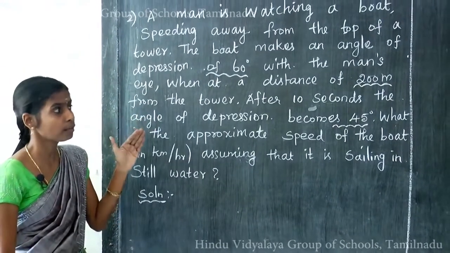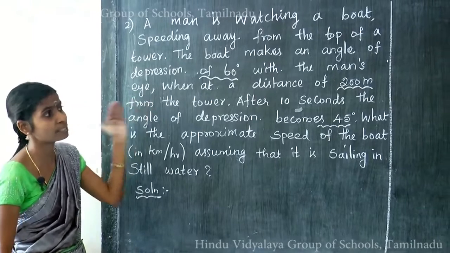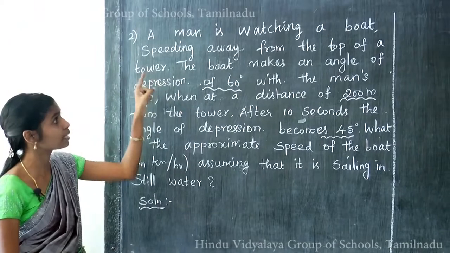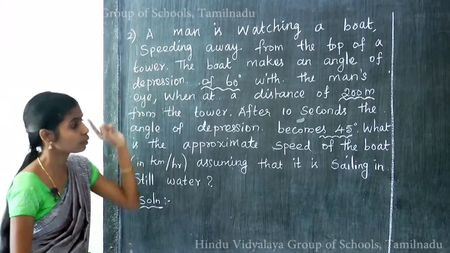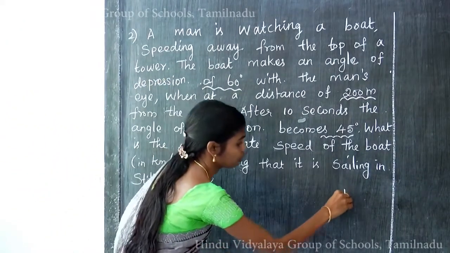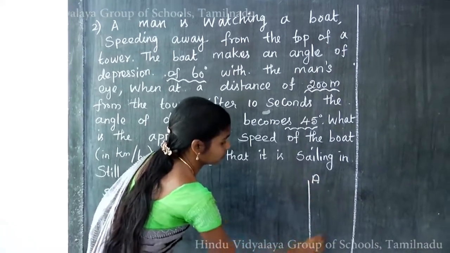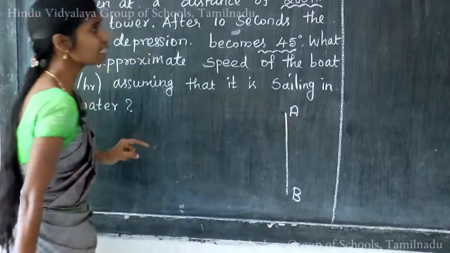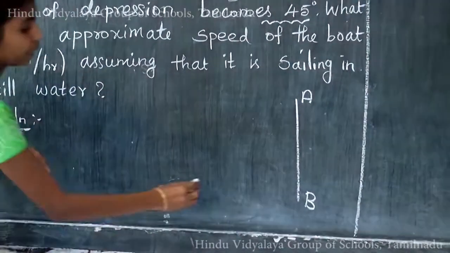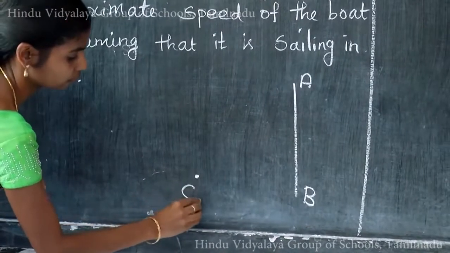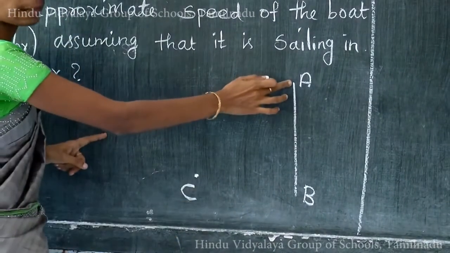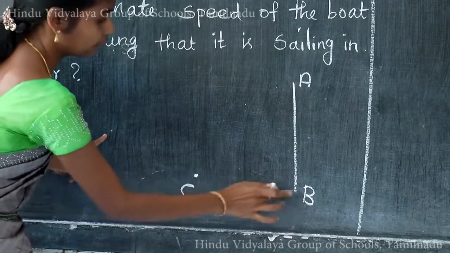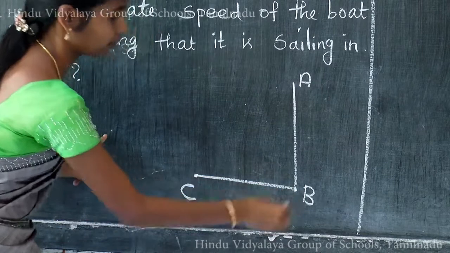So first we draw a diagram to visualize the given question. A man is watching a boat speeding away from the top of a tower. So the man is at the top of a tower. So there is a tower AB. The man is at the top of the tower. He is watching a boat. So we take the position of the boat as C. So A is the point of observation and C is the position of the boat. Then join CB, that is water level.